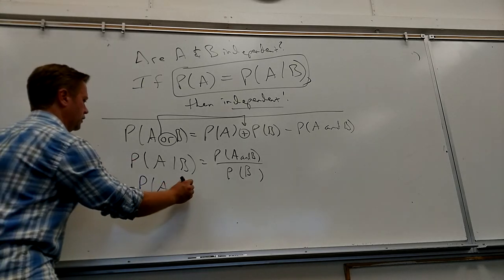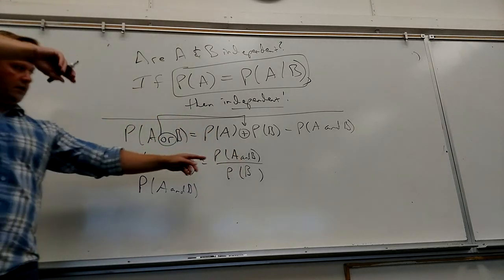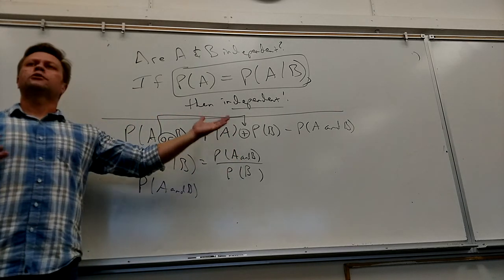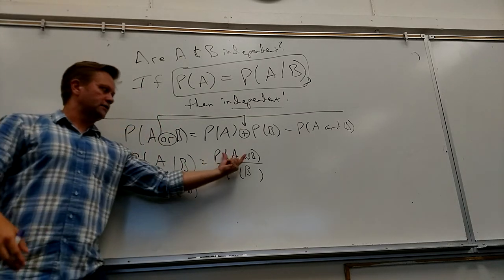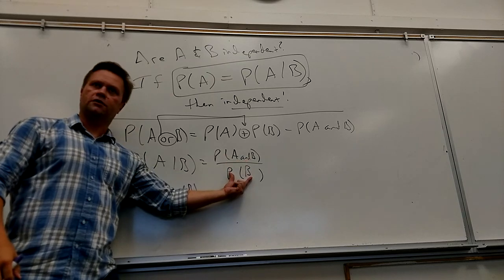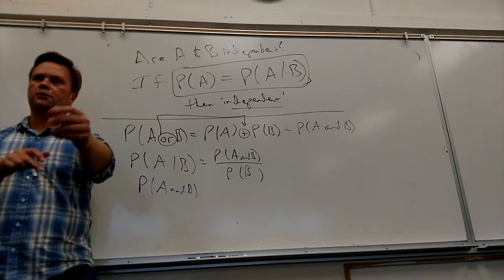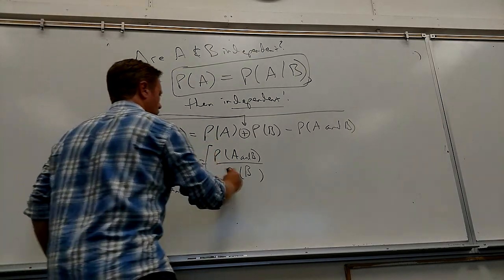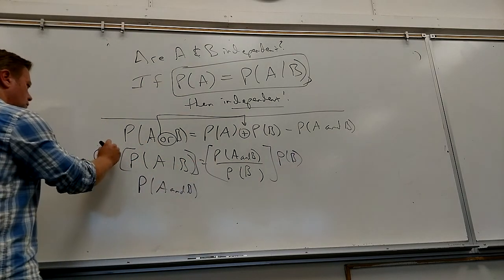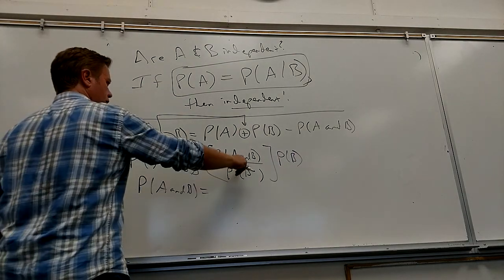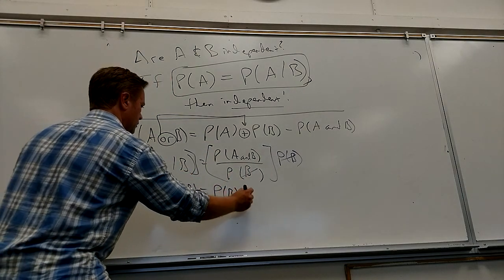How do I solve for it here? What do I have to do to solve for this? What do I have to get rid of? I want to get this by itself. So what do I have to get rid of? Yes, exactly. Why is this not by itself? Because of this. So how do I get rid of this? I do the opposite of what it's doing. It's good old basic algebra, right? Do the opposite to both sides. Multiply both sides by P of B. And you get probability of A and B equals probability of B times probability of A given B.